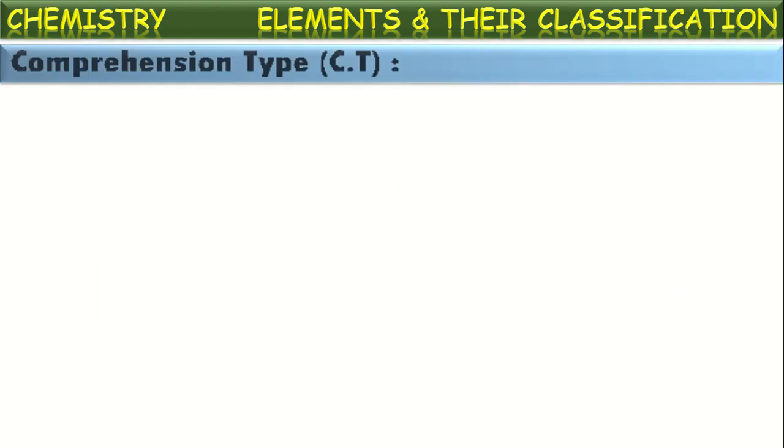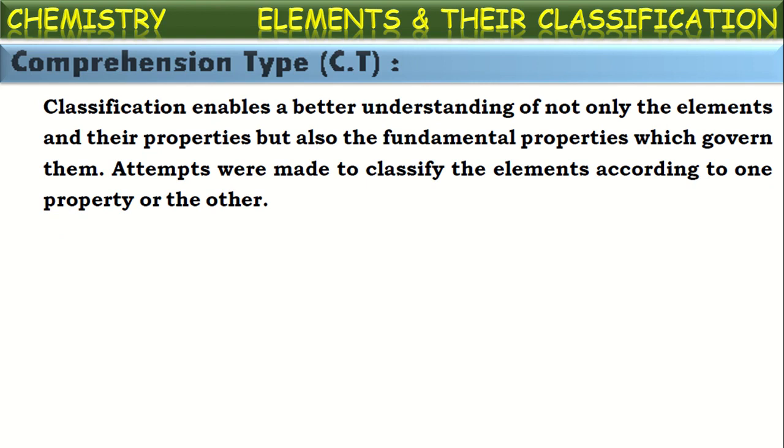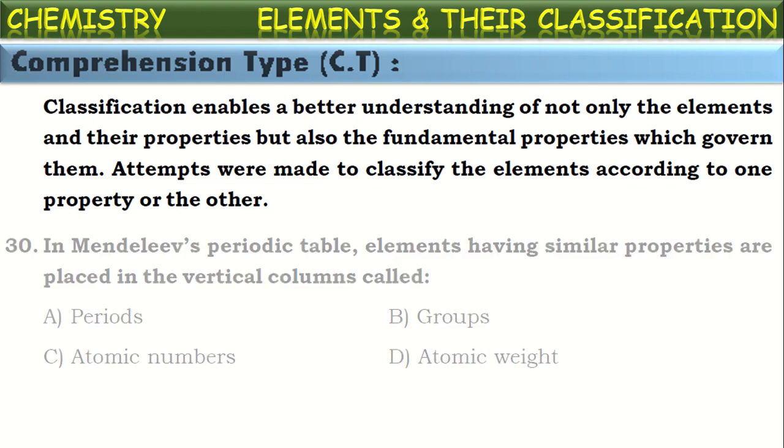Now let us look at the comprehension passage type. Firstly, the passage given here. Classification enables a better understanding of not only the elements and their properties, but also the fundamental properties which govern them. Yes, this is made easy by classification of elements. Attempts were made to classify the elements according to one property or the other, isn't it? In the earlier classifications, atomic mass was taken as a basic property, and later in the modern periodic table, atomic number has been chosen as a basic property for the classification. Right, now let us see the questions based upon it.